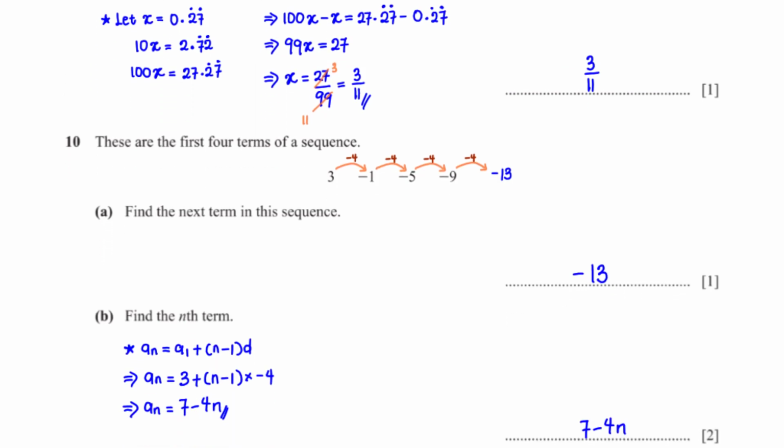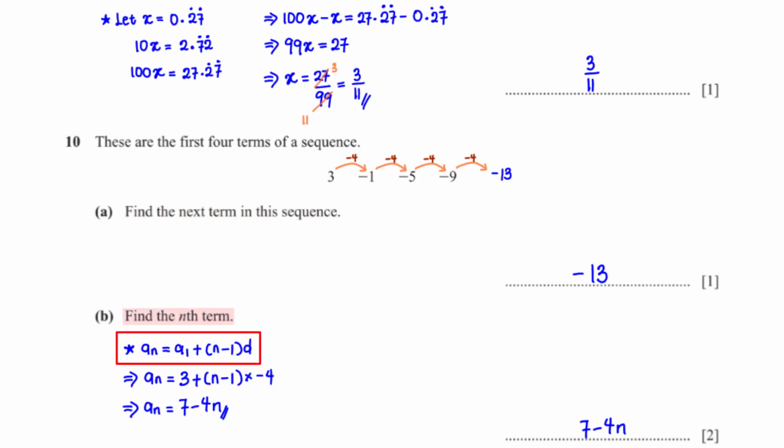These are the first 4 terms of a sequence. Find the next term in this sequence. We see that the terms have a common difference of -4. So to get the next term, we subtract 4 from -9. This gives us -13.